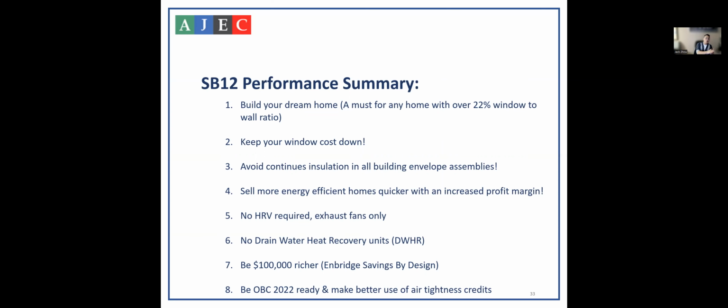Number 5 is no HRV required, exhaust fans only. Number 6, no drain water heat recovery unit needed. I can avoid it doing energy modeling. Number 7, be $100,000 richer. Savings by design by Enbridge. And number 8 is be Ontario Building Code 2022 ready and NBC 2022 ready.